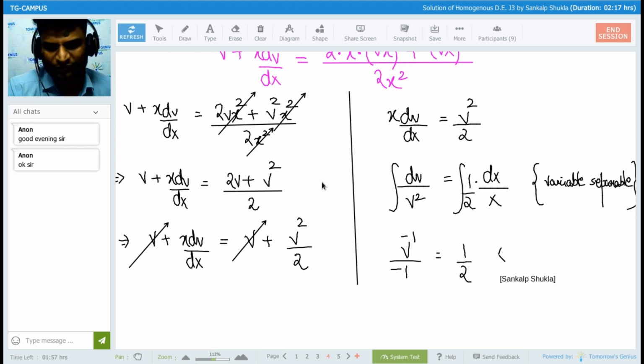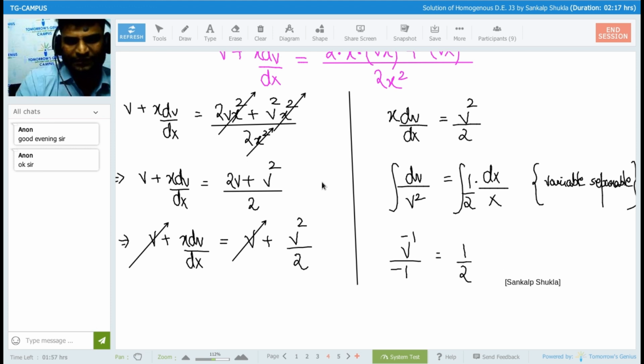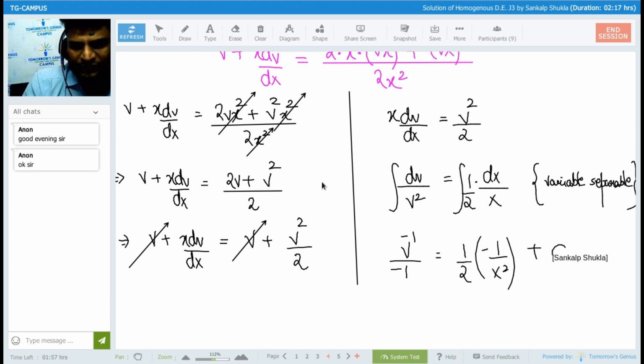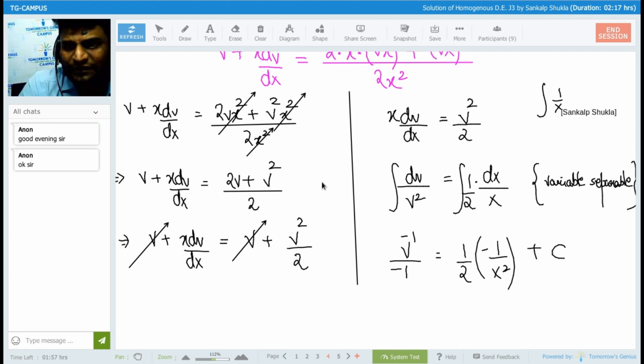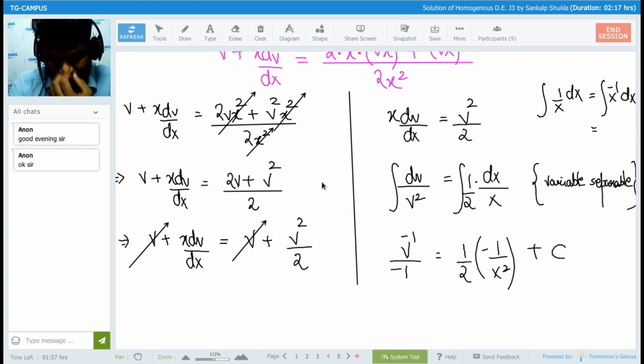No. Log x is not the formula. Dx by x, it is minus 1 by x square. Plus c. Right? What is integration of 1 by x? It can be written as x raised to power minus 1 dx, right? So it will be x raised to power.